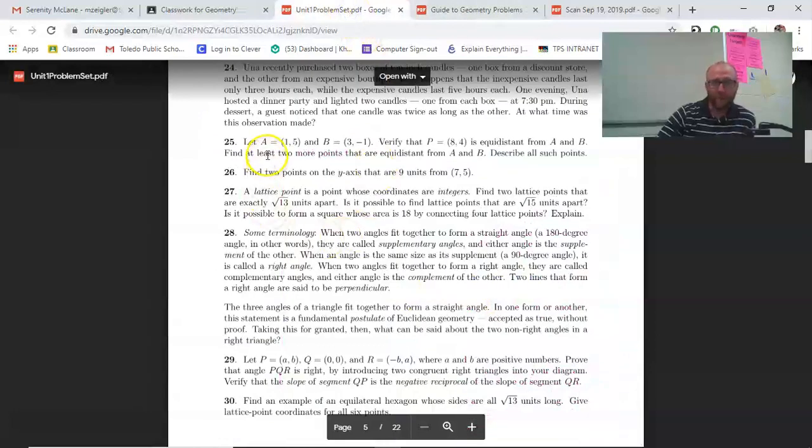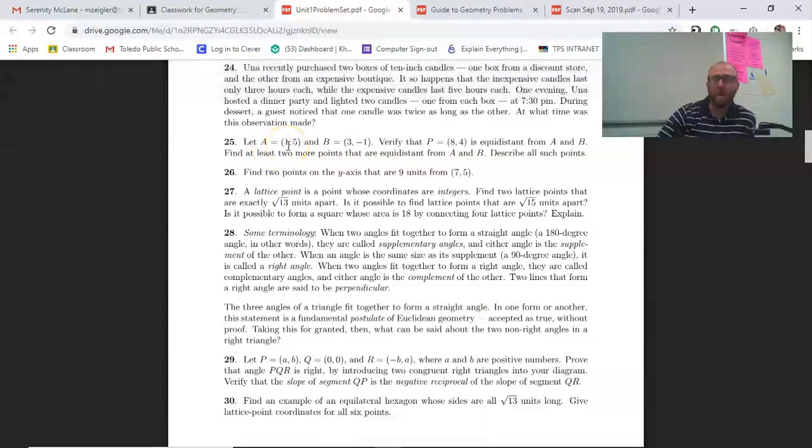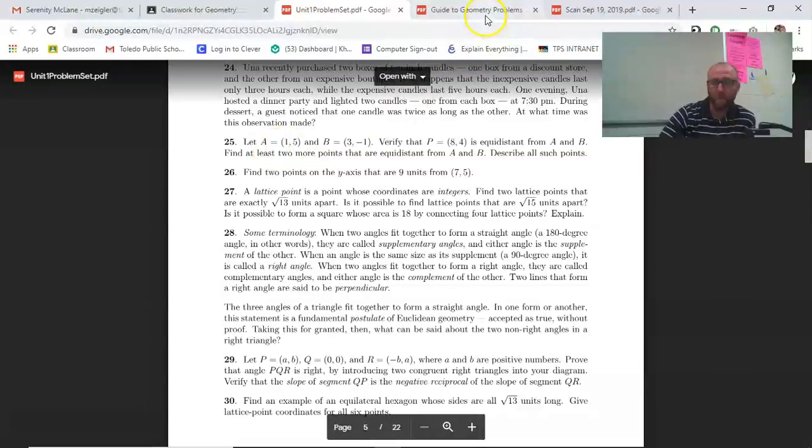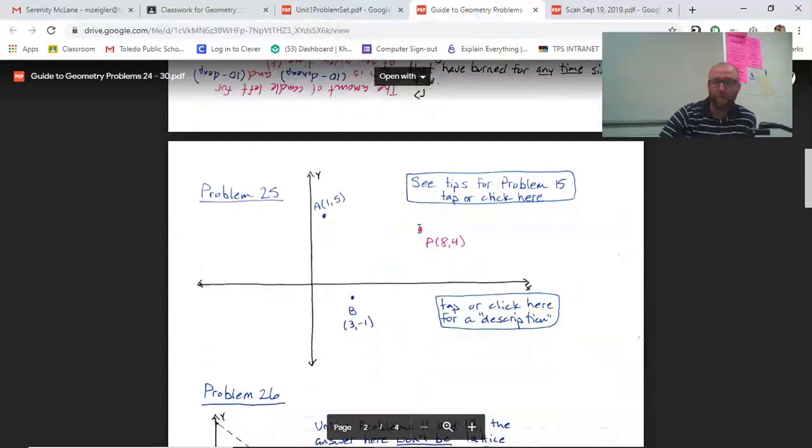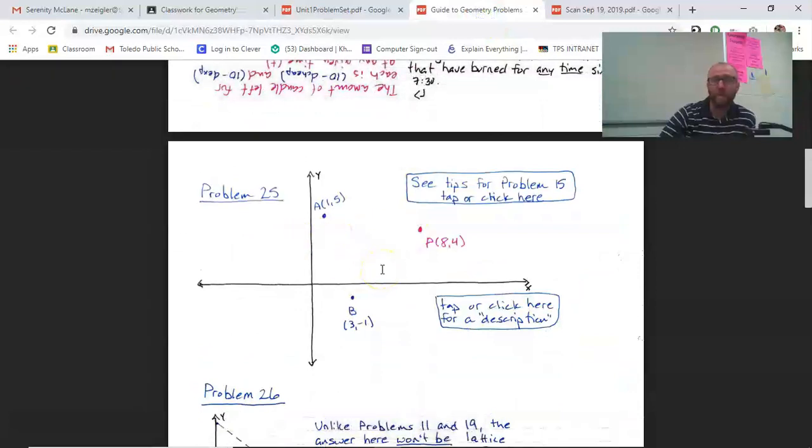Next, number 25. So this is a problem involving equidistant points. It's exactly like number 15, actually. It's pretty much the same problem as 15, just with different points. So here, all I'm asking you to do is just copy down the points. And that's the bare minimum.